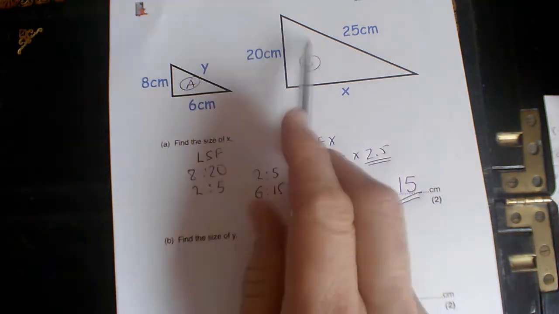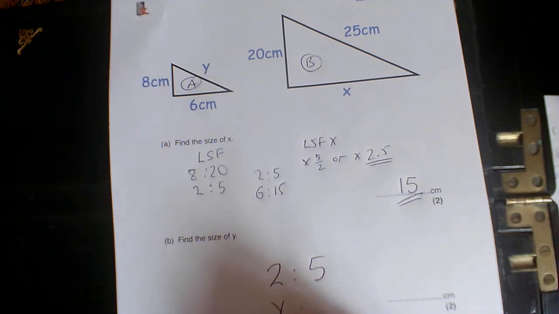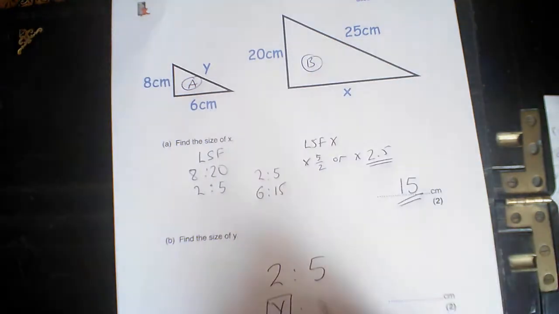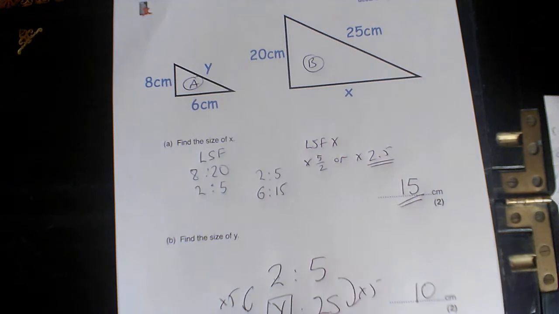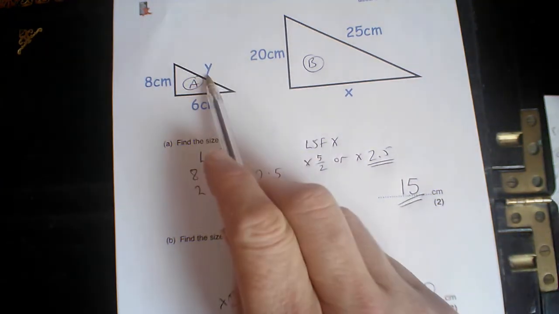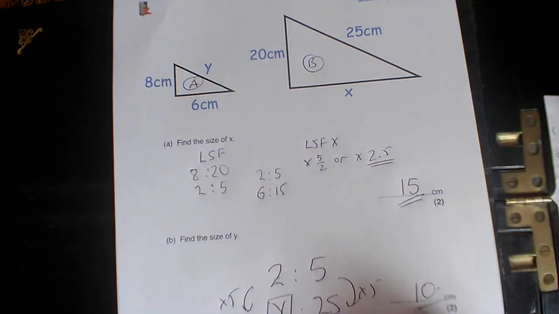Find y, so there you go, y. So we know it's 2 to 5, and I'm trying to find y, and that corresponds with 25. Well, I've multiplied by 5 to get to 25. That tells me 2 times 5 is something. Well, what is it? 2 times 5 is 10. So this is 10 centimetres. So 2 to 5, 10 to 25. So it's 10 centimetres.